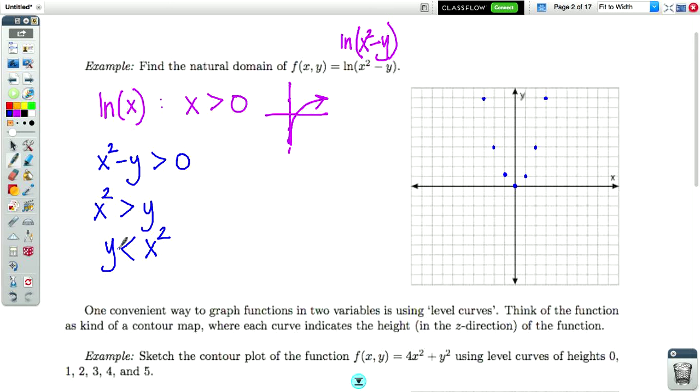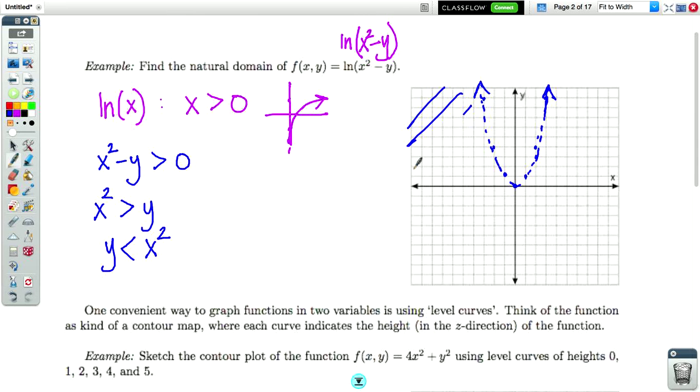And I'm going to graph it with a dotted line because this is a strict inequality. So if I'm graphing this domain, I'm graphing this parabola with a dotted line. Not very well. And then y has to be below this parabola.